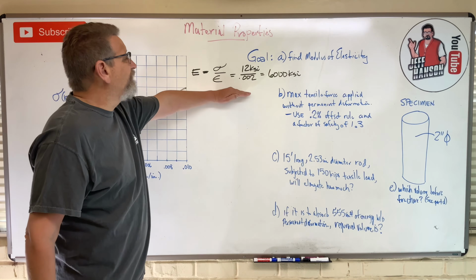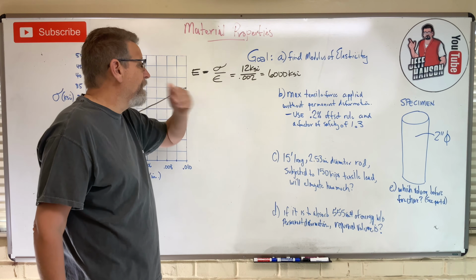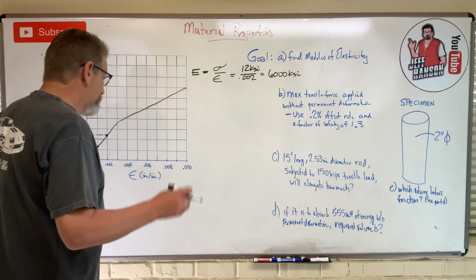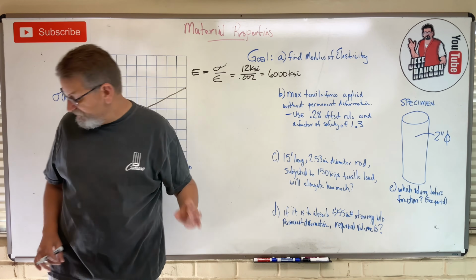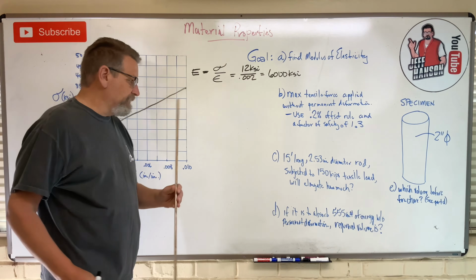Part B, what is the maximum tensile force applied without permanent deformation? Use the 0.2% offset rule. When you take a test with one of these, I highly recommend that you have a straight edge. Let me see if I have a straight edge. I do have a straight edge.